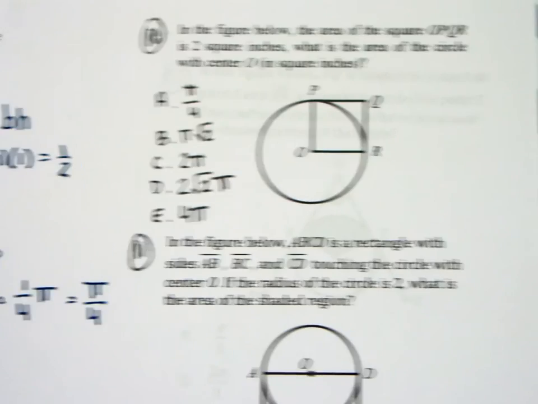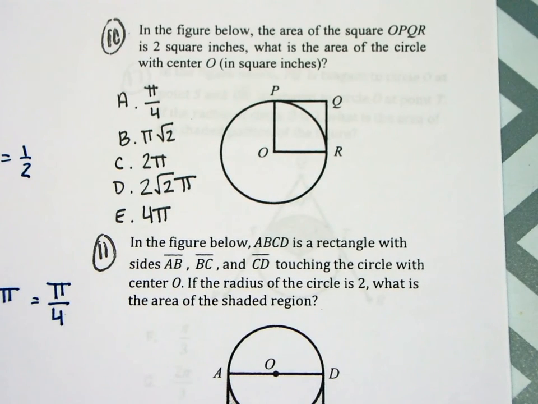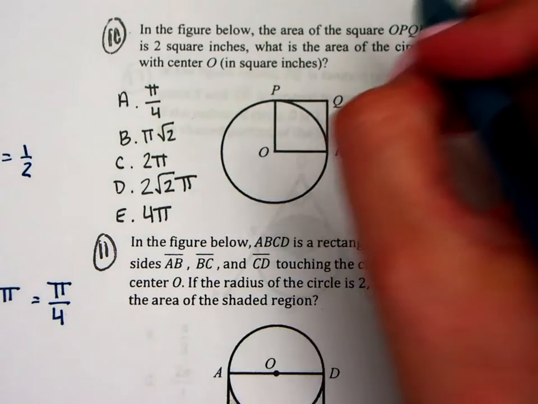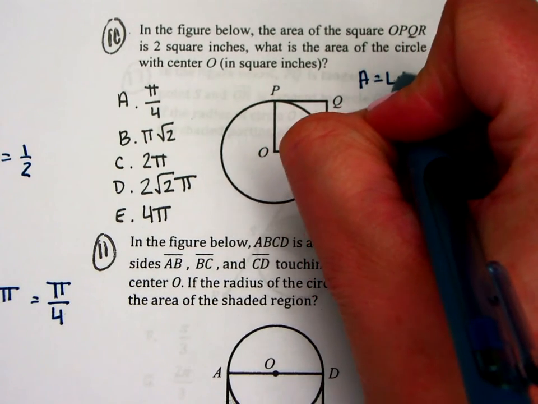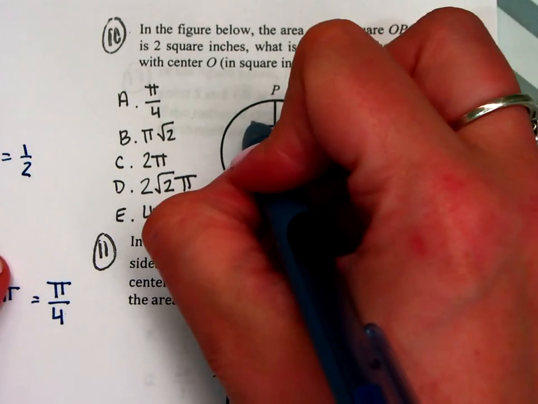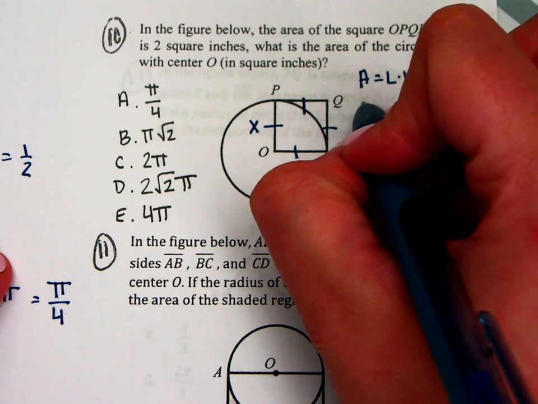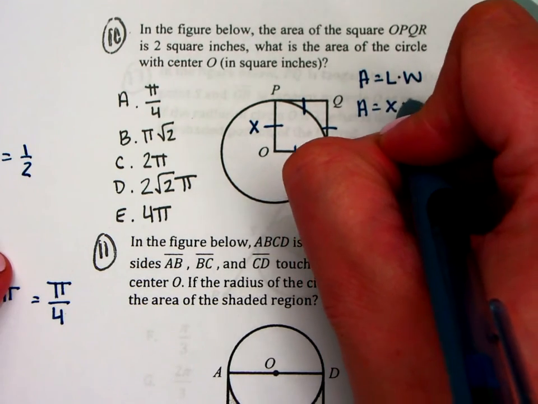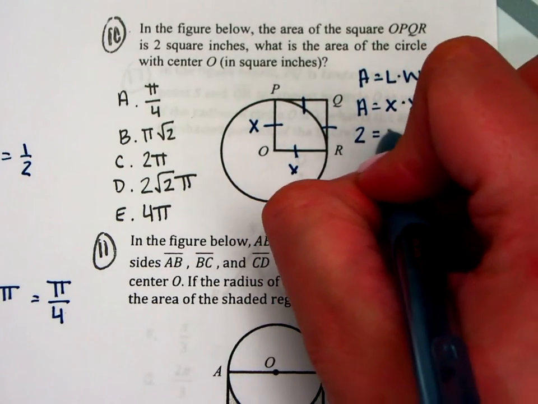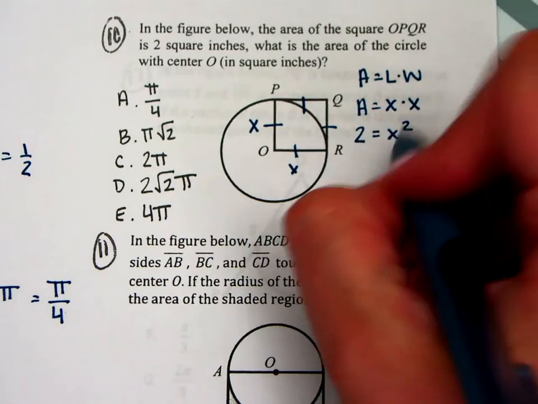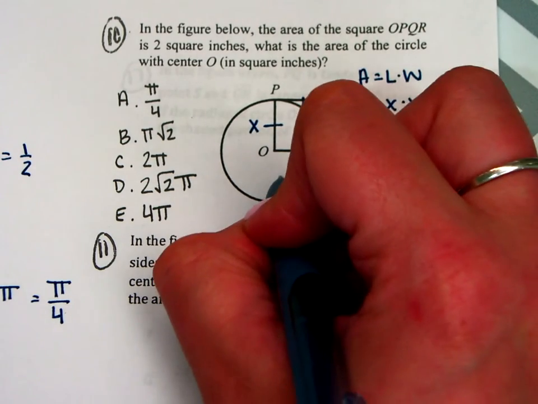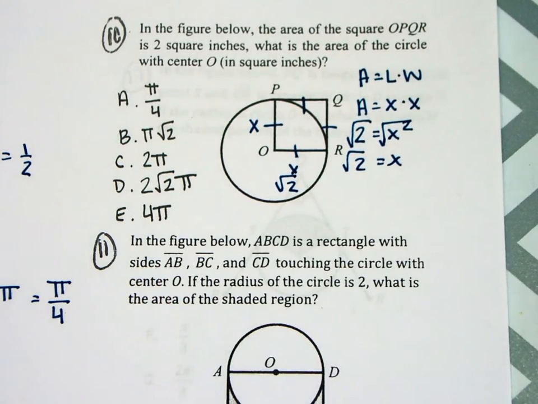All right, number 10. In the figure below, the area of the square is 2 inches. What is the area of the circle? Well, the area formula for a square is length times width. But we do know that squares have the same measurement, so I'm just going to put the length and the width as x. So area equals x times x. It tells us that the area is 2, so I will replace A with 2. x times x is x squared, so I'm going to go ahead and square root. So the square root of 2 is equal to the radius.